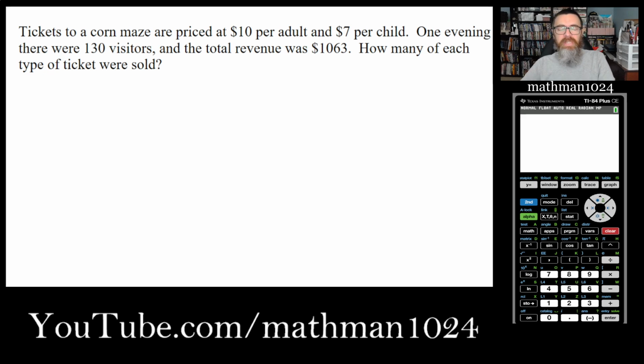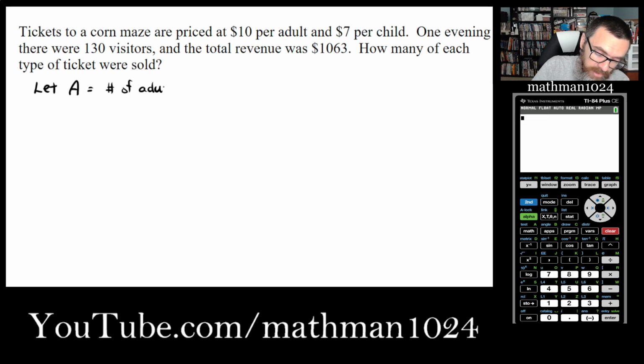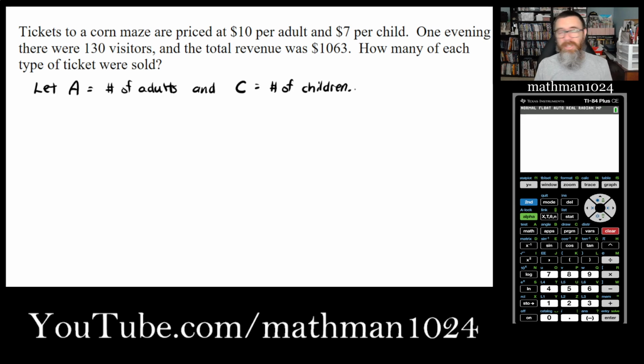So when you're doing this, define your variables in a very smart way. So if we let A equal the number of adults, and then we'll let C equal the number of children. Pick variables that make sense. I mean, you could use X and Y. I'm going to use A and C because whenever I see the letters A and C, my mind is going to connect that to adults and children. It's going to make the problem a whole lot easier to understand.